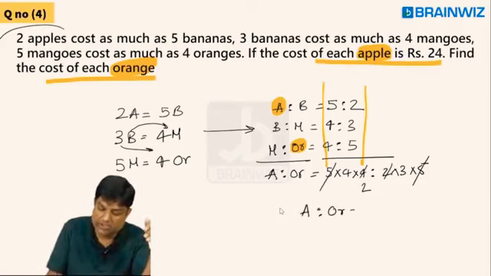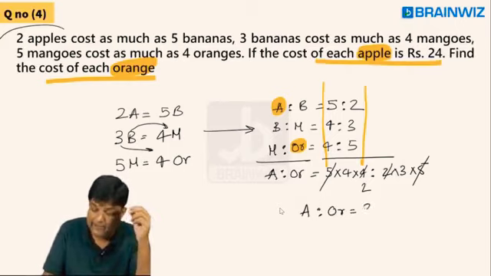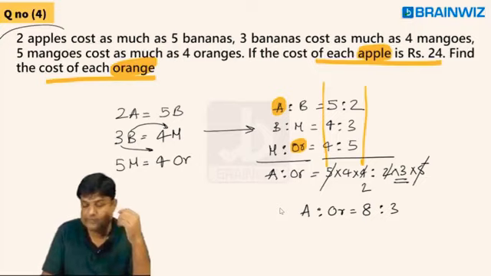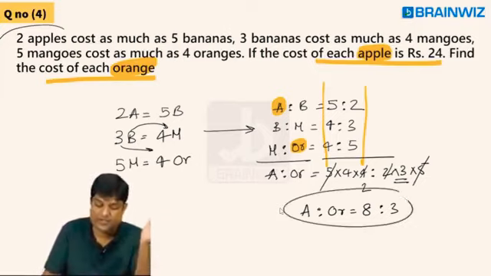Apple is to orange is equal to, what will you say, 8. 8 is to, what should I say, 3. That's good. 8 is to 3. Means apple is to orange, 8 is to 3 relationship. You only ask me, na sir, apple orange. I got the relationship between apple orange.